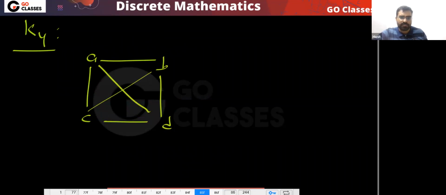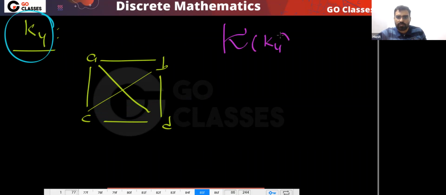What about this complete graph? So tell me, what is the connectivity number, kappa, of K4? What will be the kappa number of this K4?